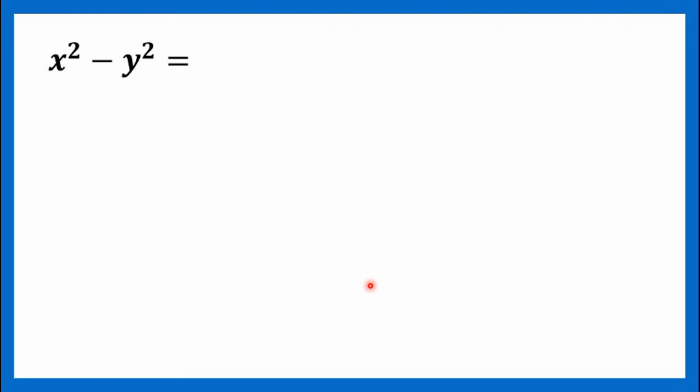Number 1. X squared minus y squared. So, the first thing you have to do is to check muna kung factorable ba to using the difference of two squares. So, we have three conditions. Una, ask yourself, dalawang terms ba to? First term, second term. So, check. So, tama yon. Second condition, minus ba ang operation? Minus naman. So, check pa rin. Third, perfect squares dapat ang first term saka ang last term.